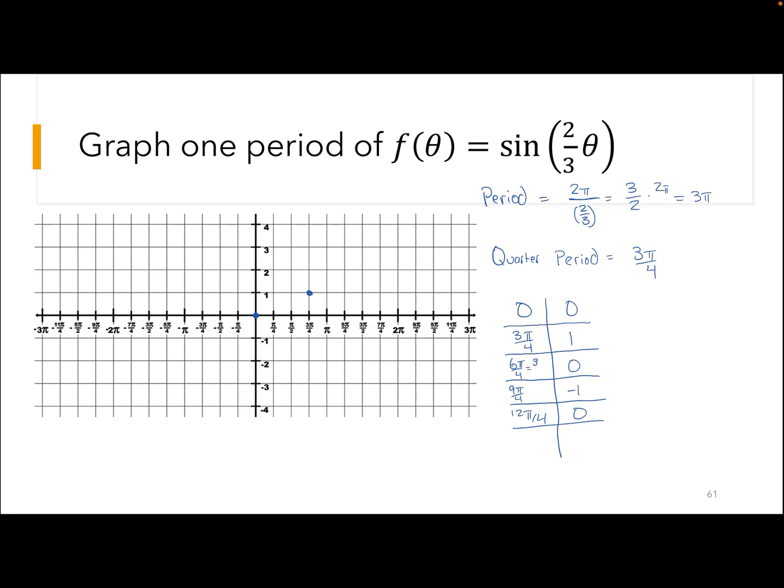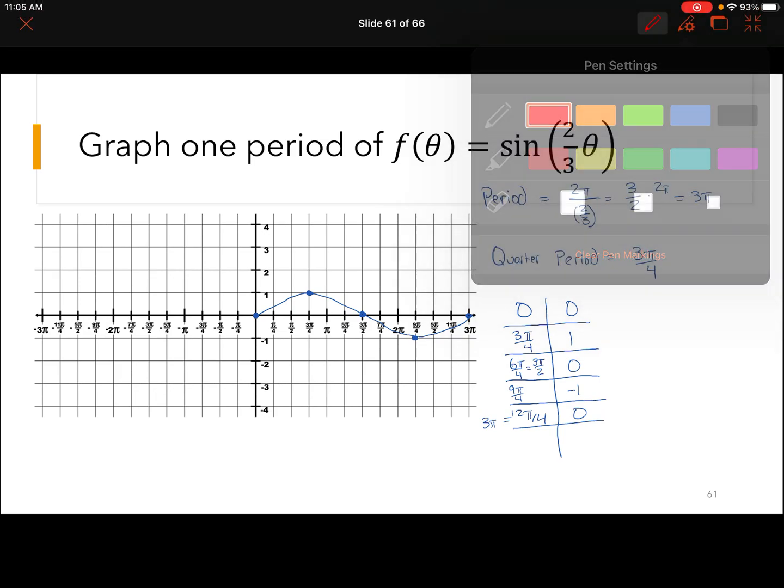Now 6 pi over 4 reduces to be 3 pi over 2. So at 3 pi over 2, we go back to 0. At 9 pi over 4, we go down to -1. And at 12 pi divided by 4, which is the same as 3 pi, we get back to 0. So we get a flatter graph. So that's the sine 2/3 theta.